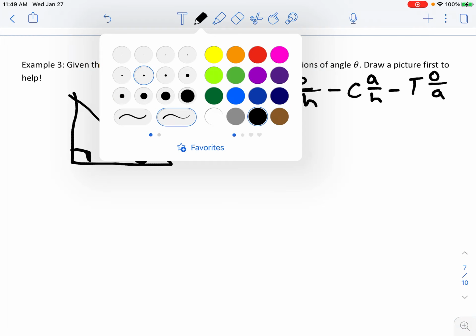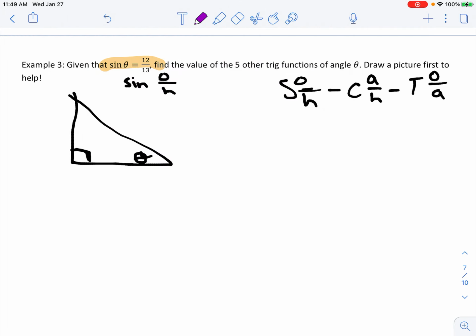Now, I want to label my sides and then figure out where I'm going to put the 12 and the 13. If I went across, this side would have been opposite. If I went across from this side, it would have been my hypotenuse. If I went to this side, this would be my adjacent. They told us 12 over 13, and 12 is technically the opposite, so I'm going to put 12 on the opposite side. I'm going to put 13 on the hypotenuse.